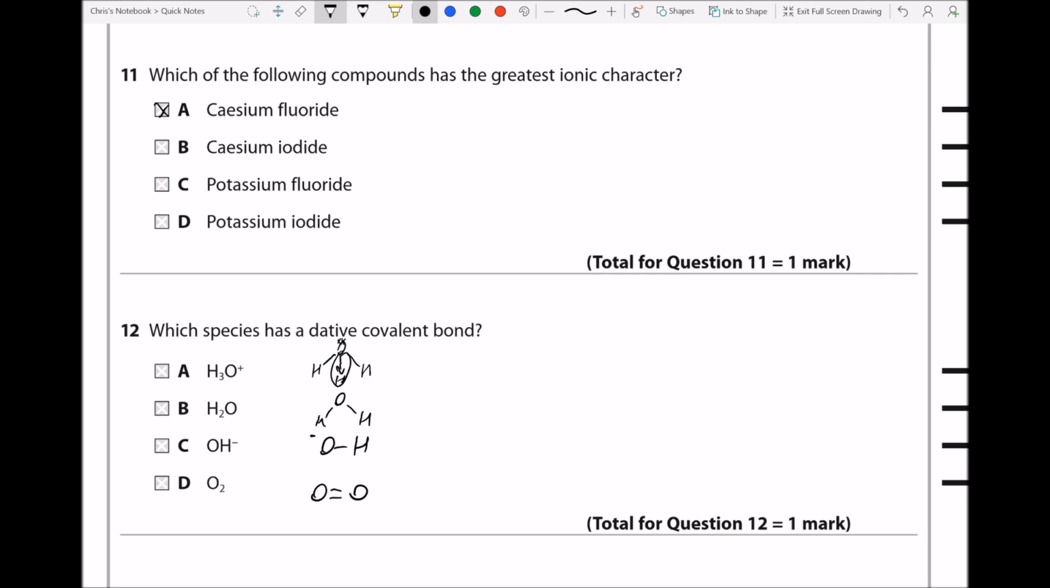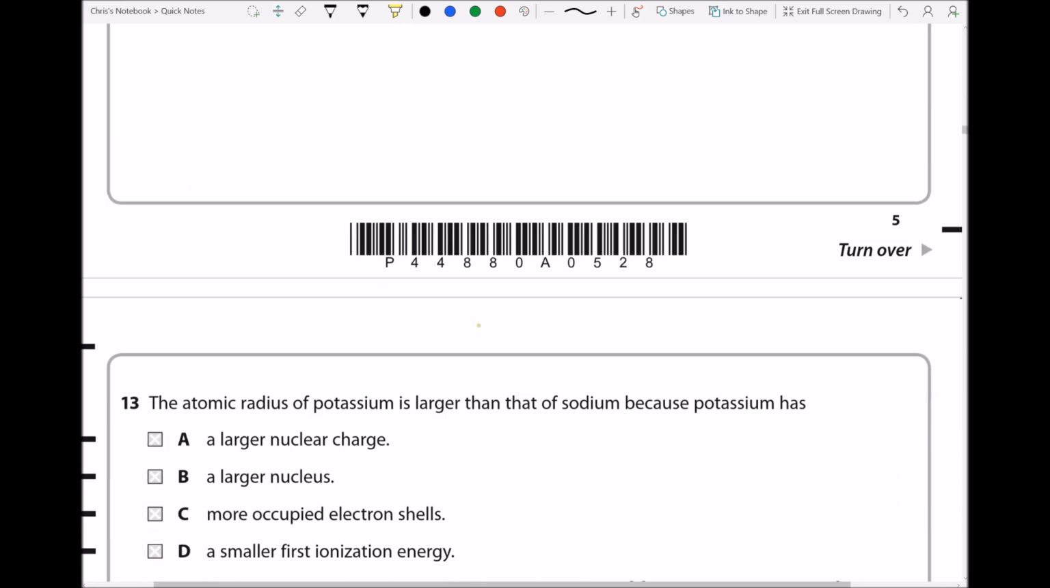H3O plus is a classic dative covalent bond or coordinate bond. Basically, both electrons from the oxygen have been donated to the hydrogen because it didn't have any. So that's a dative covalent bond. Ammonium, which is NH4 plus, is another one which you might want to look out for as well. But anyway, the answer to that one is H3O plus.